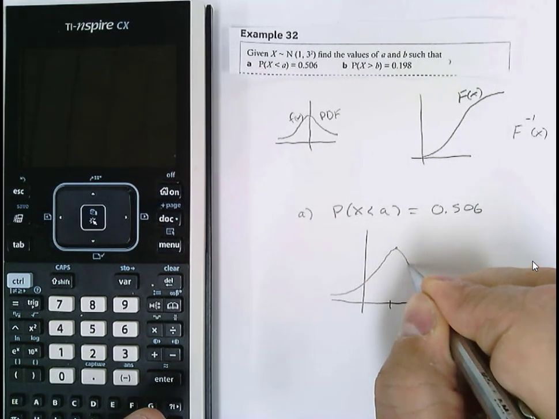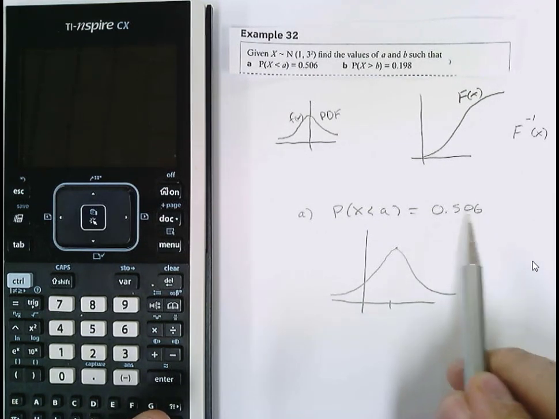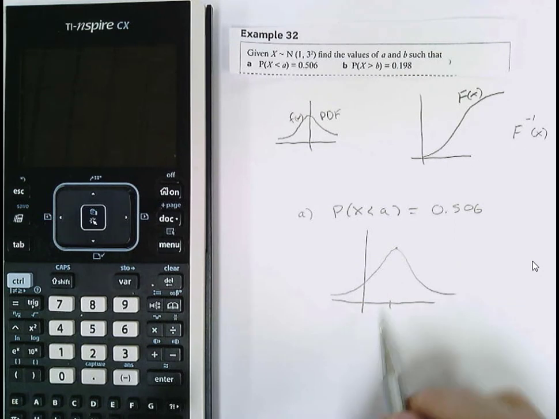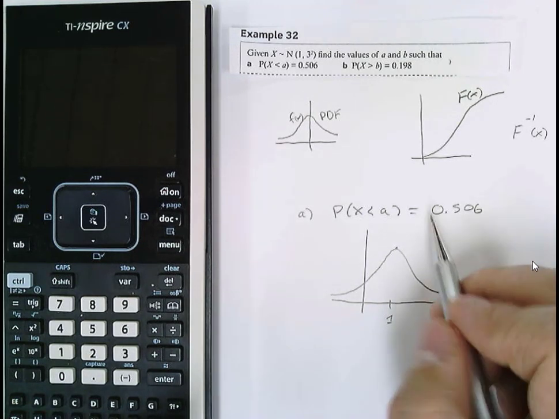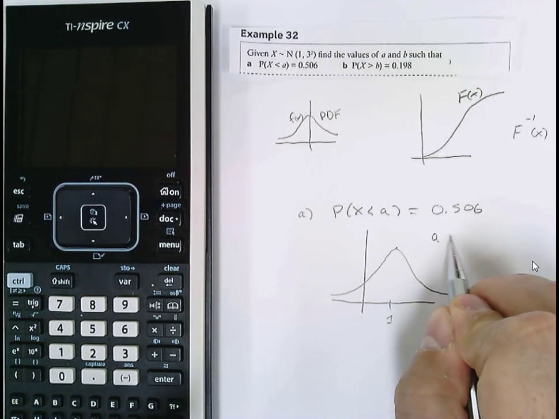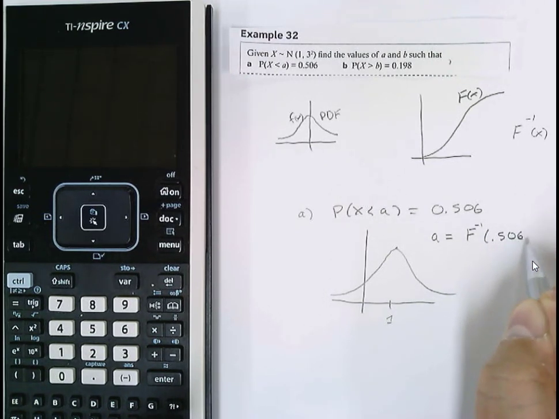It looks something like this, right? So this is actually just a little bit past 0.5 of the graph. So somewhere, if this is 1, it's somewhere over here. This is where A is, so we can kind of get an idea of it, right? But my A is actually going to be the F inverse of whatever 0.506 is, right?